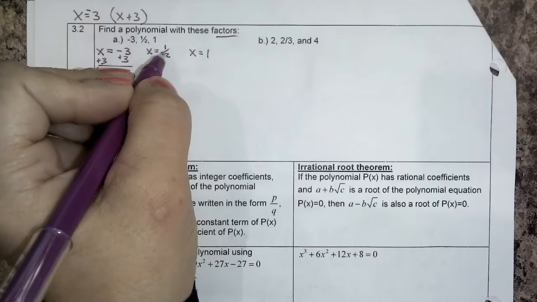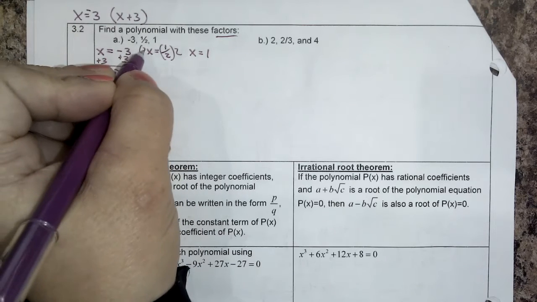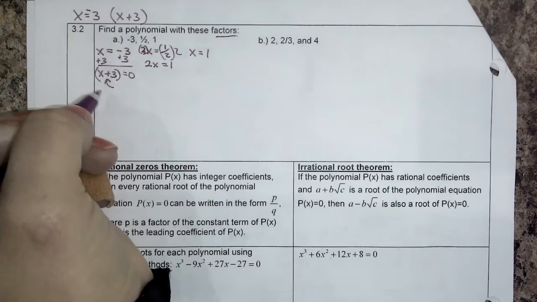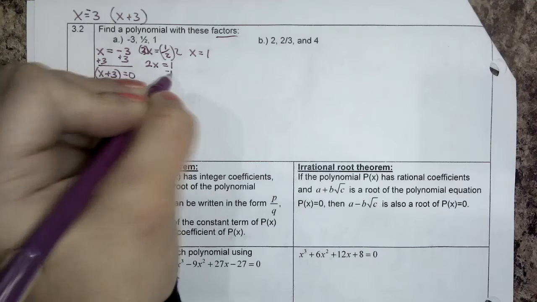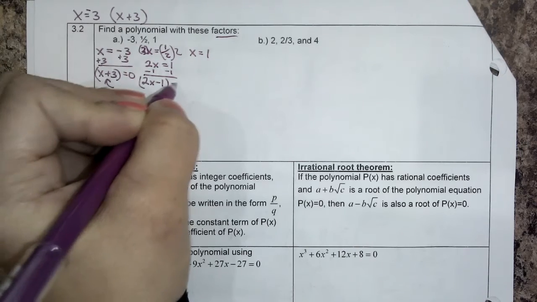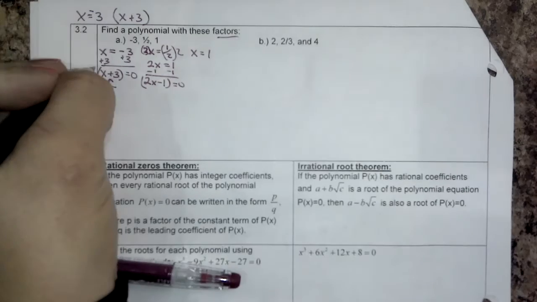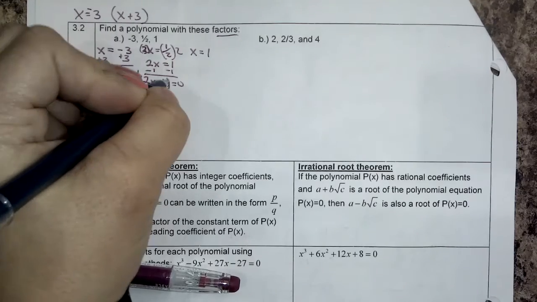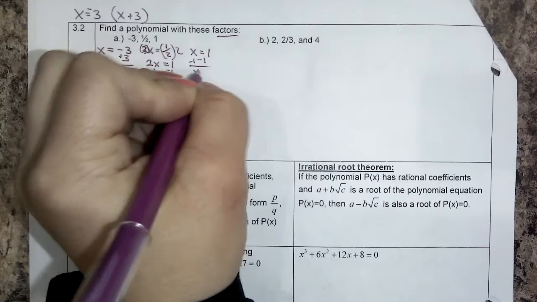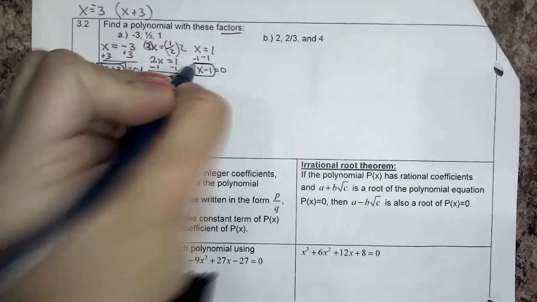I don't like dealing with fractions, so the first thing I'm going to do is multiply both sides by 2. Now I get 2x equals 1. Now I subtract 1 from both sides and I get 2x minus 1 equals 0. That's another one of my factors. So far the two factors I have are x plus 3 and 2x minus 1. Subtract 1 from both sides and I get x minus 1 equals 0. There's my third factor.